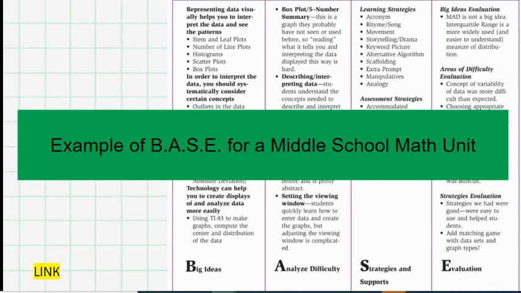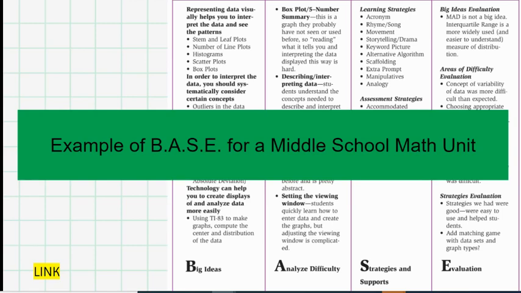Earlier, we talked about macro planning. And so we're going to move a little bit into this planning piece, where we give you a sample of what this BASE model looks like. Here's an example. You have this link actually in that welcome page. BASE stands for Big Ideas, Analyzing Difficulties, Strategies and Supports, and Evaluation. A group of math teachers thought, how can we help our team? This was developed by a group of math teachers, and then it was honed in and shared with quite a few different publications because it was so successful.